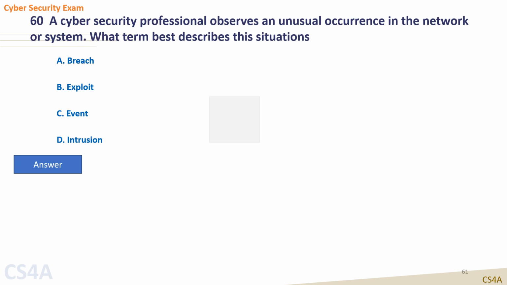So here the question is, a cybersecurity professional observes an unusual occurrence in the network or system. What term best describes this situation? Here the keyword is unusual occurrence. So it didn't state any system crashes, and it didn't mention anything about unauthorized access. So it's just an event. So the answer is C. Event is the correct answer.